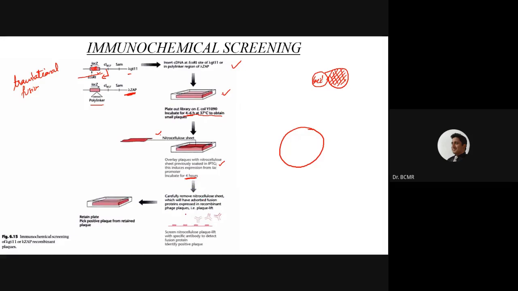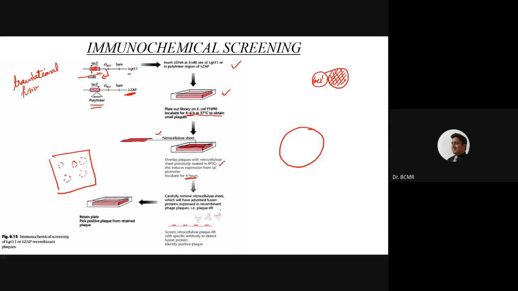Now you take out the nitrocellulose sheet, and then you allow the adsorption. There are techniques like fixing the proteins onto the surface. Say this is the nitrocellulose membrane, different plaques might be stuck onto this, and the proteins are exposed because this is anyway a lytic phage. Some cells would have expressed some of the lambda phage genes, including the fusion protein that we are looking for.